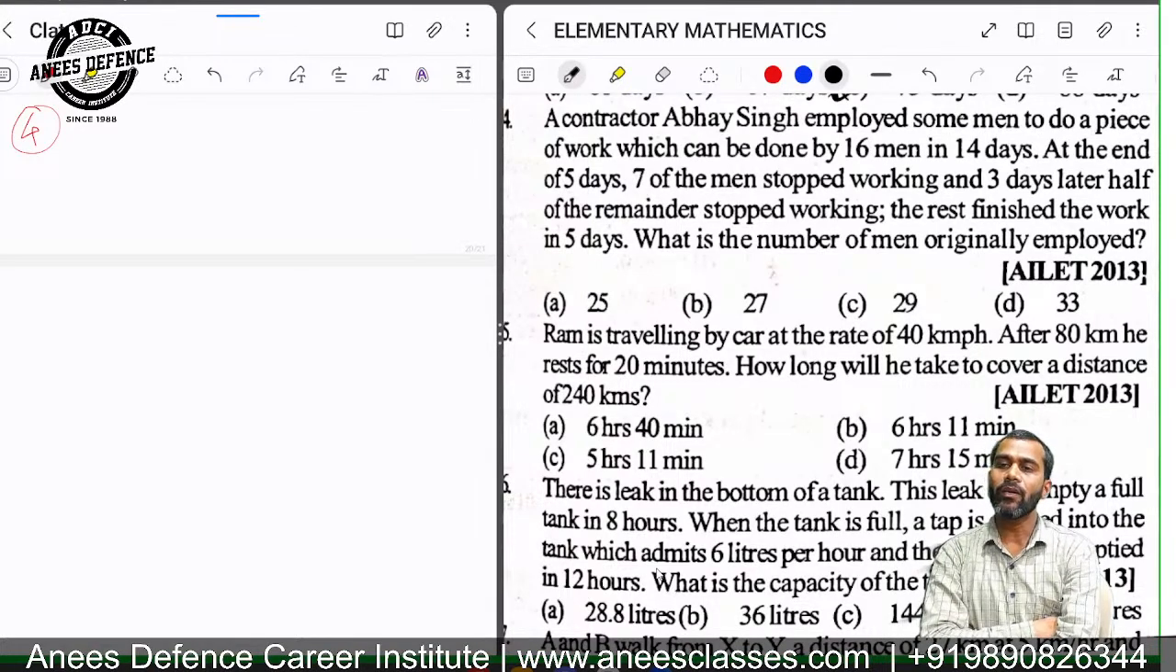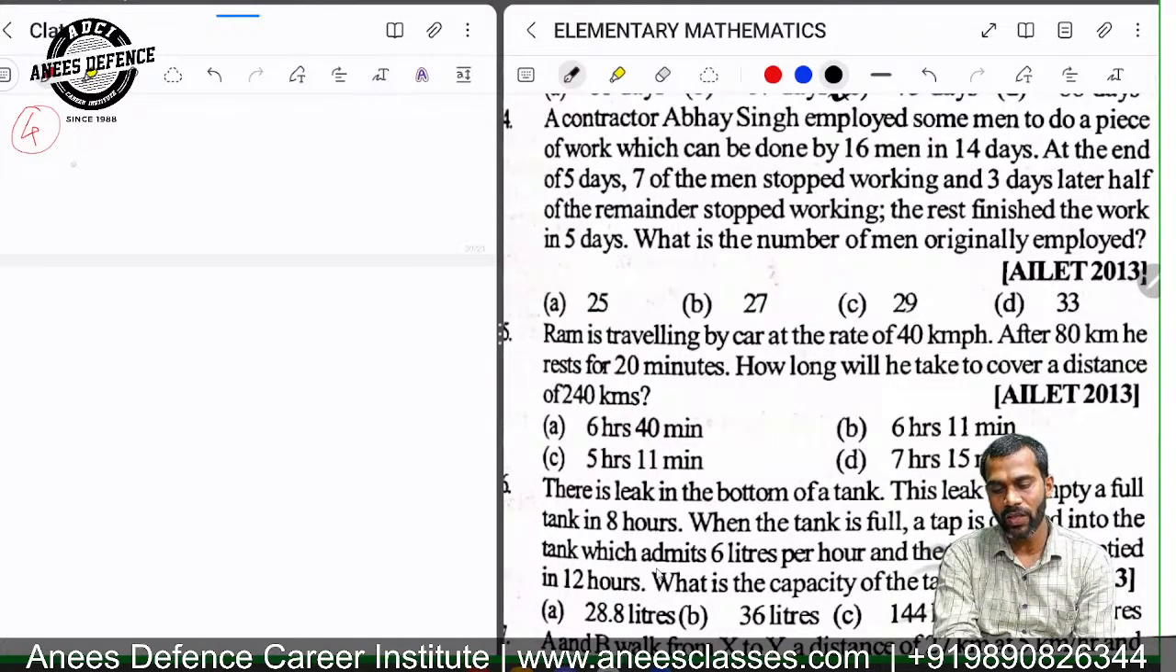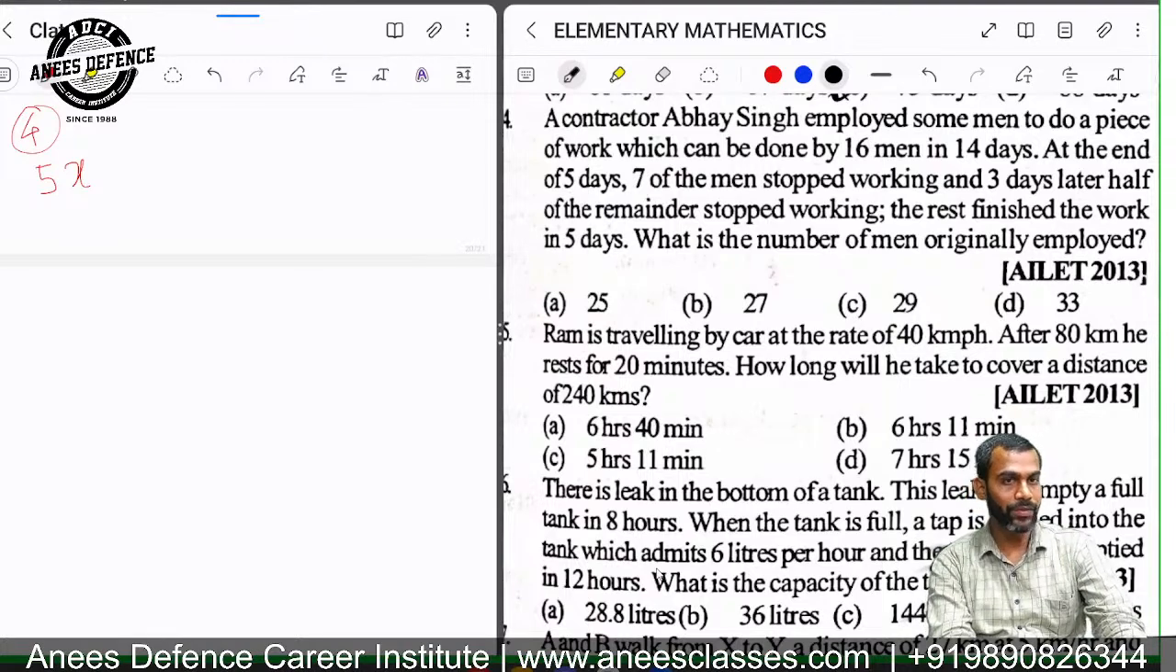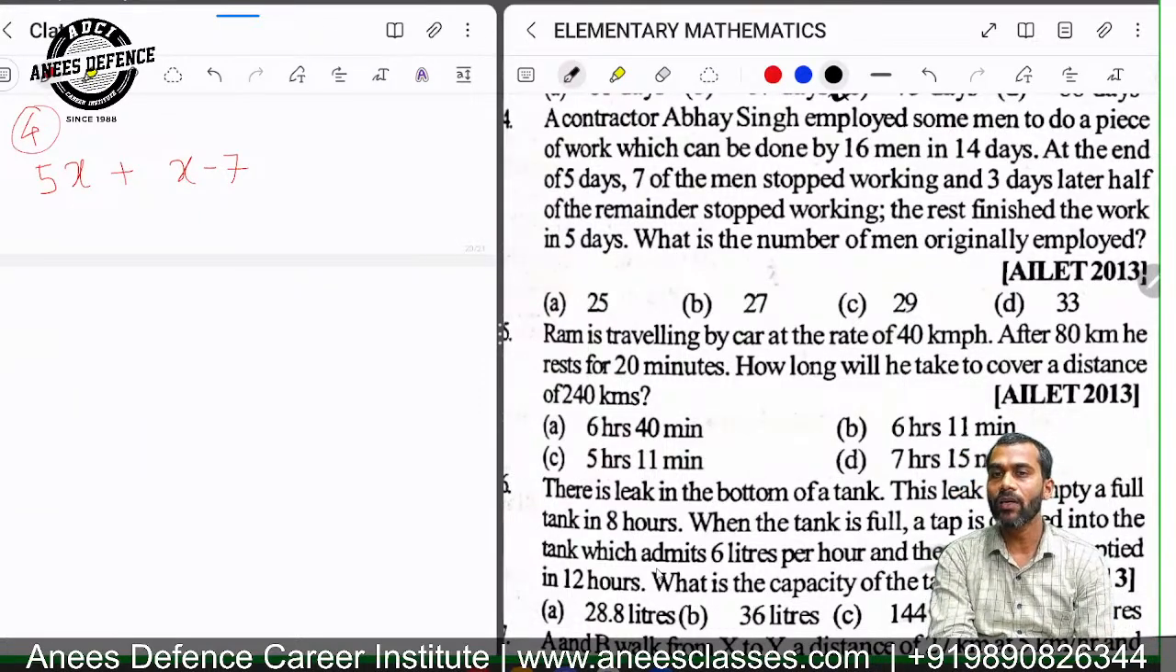Let the number of men originally employed be X. So X number of men worked for 5 days. What amount of work will they do in 5 days? 5X. At the end of 5 days, all of them had worked for 5 days initially, and then 7 of the men stopped working. So now the number of men after 5 days would be X minus 7.